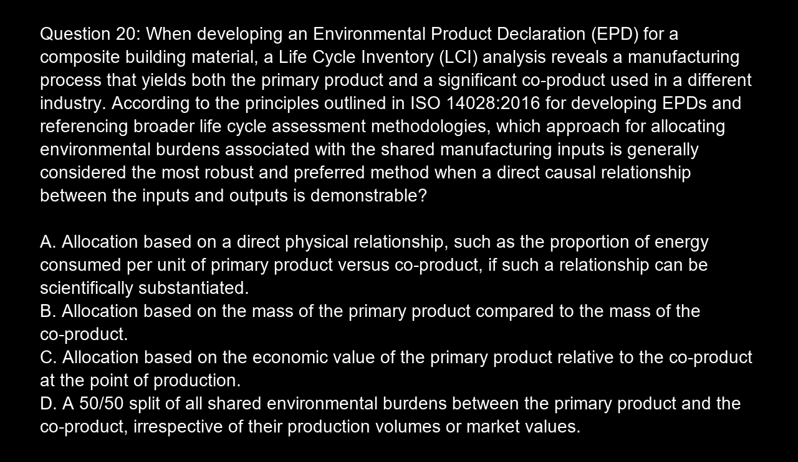Allocation based on a direct physical relationship, such as the proportion of energy consumed per unit of primary product versus co-product, if such a relationship can be scientifically substantiated. Option B. Allocation based on the mass of the primary product compared to the mass of the co-product. Option C. Allocation based on the economic value of the primary product relative to the co-product at the point of production. Option D. A 50/50 split of all shared environmental burdens between the primary product and the co-product, irrespective of their production volumes or market values.